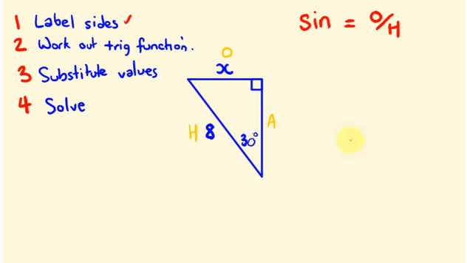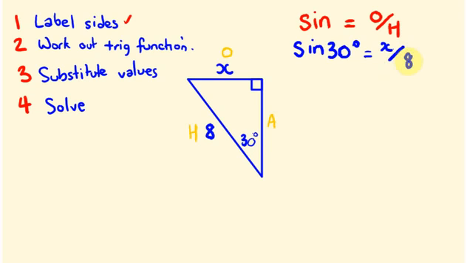Okay, so the way that we actually write this now is we write sine. And the sine of what? It's the sine of 30 degrees. So 30 degrees is the thing we're going to be using sine with, and it's equal to the opposite, which is x, over the hypotenuse, 8.